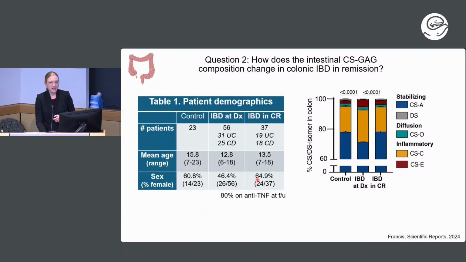You can see that in patients with IBD in clinical remission at follow-up, the stabilizing isomers increase and the inflammatory isomers decrease. And when you compare them to controls, there's no difference. So they essentially go back to match controls.